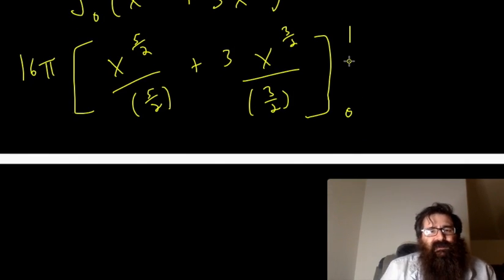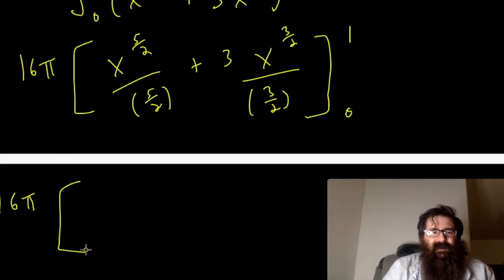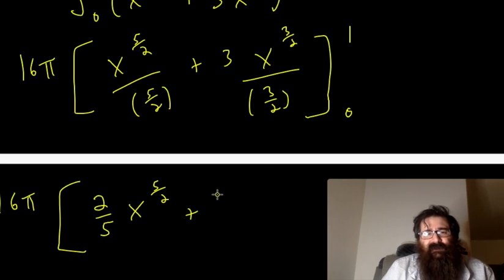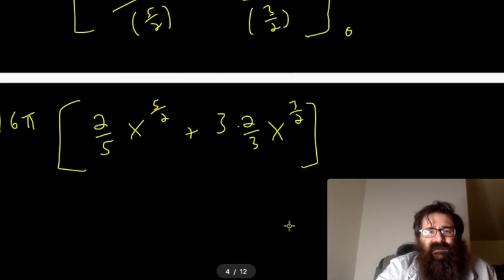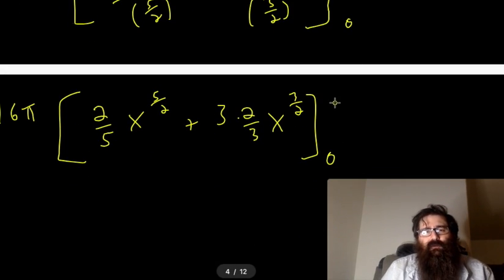And I do want to clean this up. I don't want to divide by fractions. I want to multiply by reciprocals instead. So I have 16 pi. Here, instead of dividing by 5/2, we should multiply by 2/5, x to the 5/2. Plus here, instead of dividing, so I said this 3 still, instead of dividing by 3/2, I want to multiply by 2/3. And then x to the 3/2. And then this is from 0 to 1, of course.